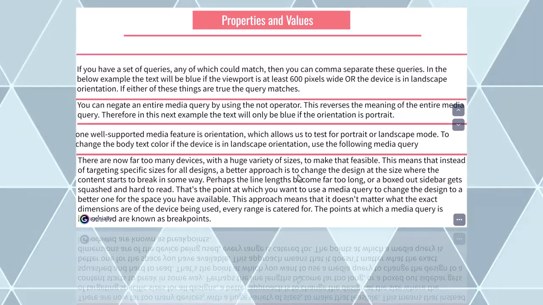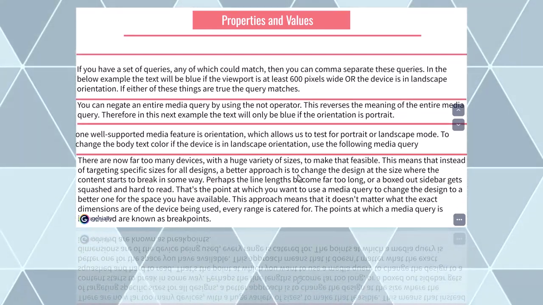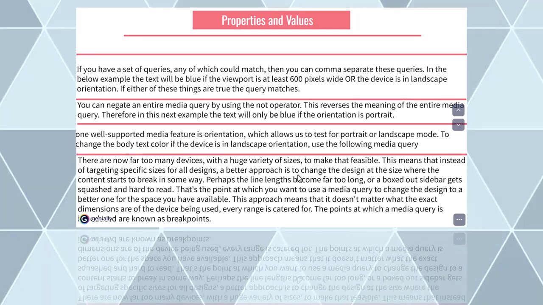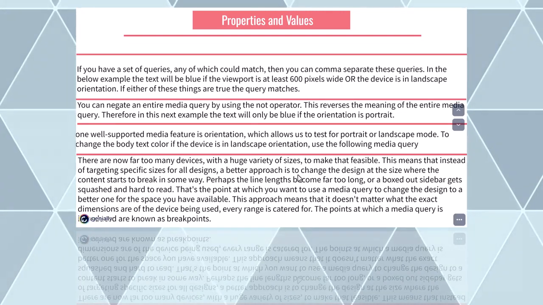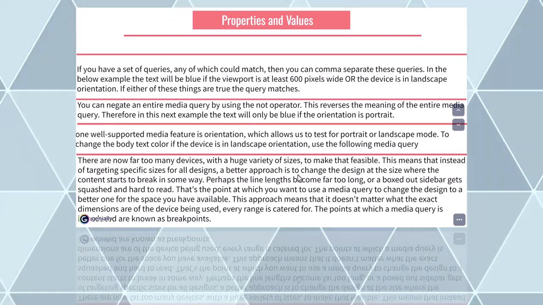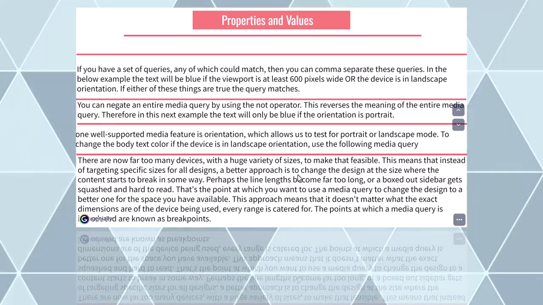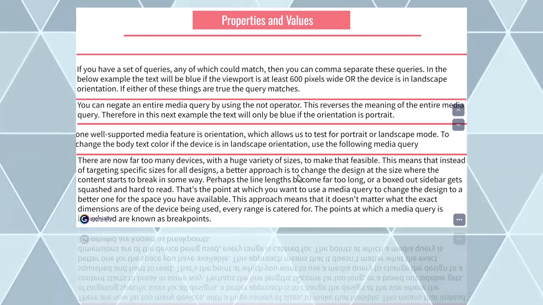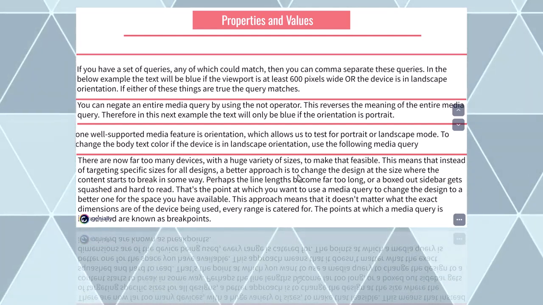If you have a set of queries, any of which could match, then you can comma separate these queries. In the below example, the text will be blue if the viewport is at least 600 pixels wide or the device is in landscape orientation. If either of these things are true, the query matches.